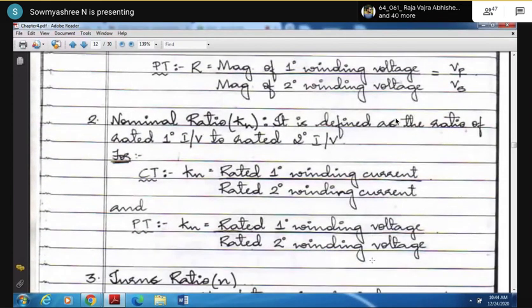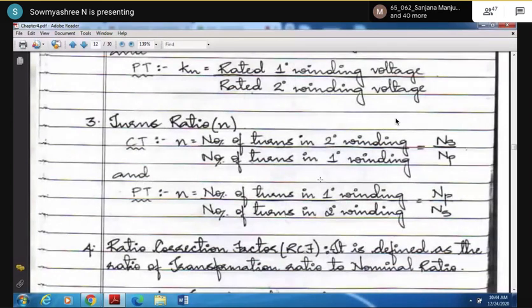Next, coming to the turns ratio, it will change here. Turns ratio, as I told you, is the ratio of the number of turns in the secondary winding to the number of turns in the primary winding for what? CT. Look here, there is a change, observe it clearly. In CT, n is given by what? I asked you to write it in the figure above. n is equal to Ns by Np in case of CT, whereas in case of PT it is Np by Ns.